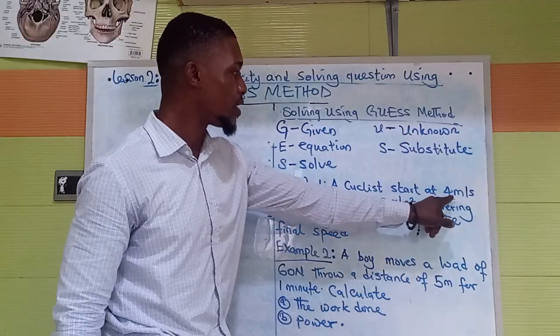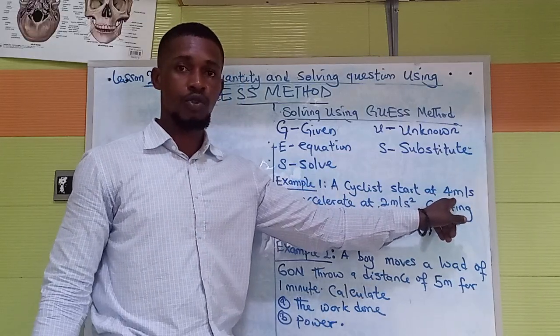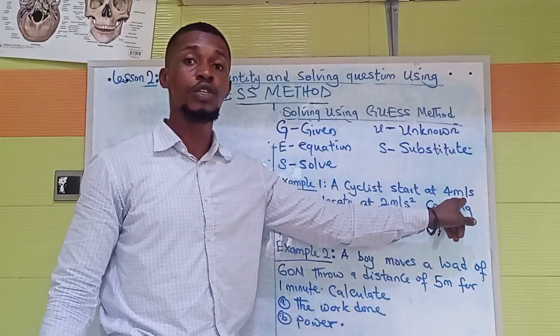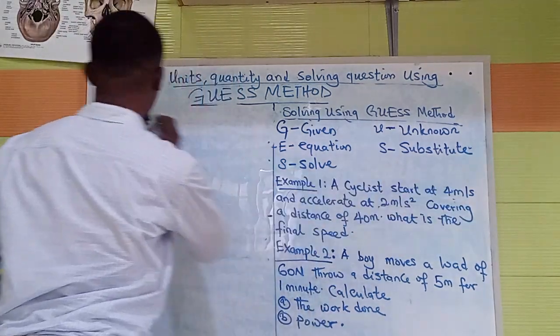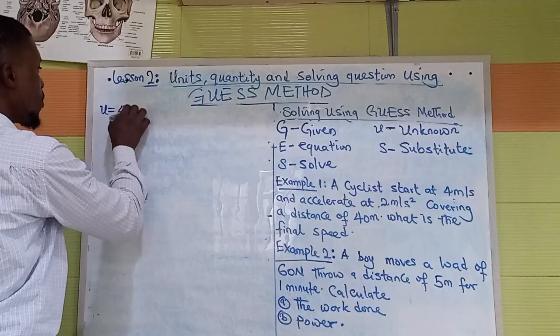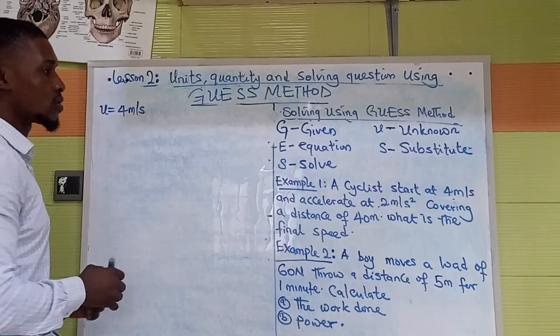Now this represents velocity. How do I know? I know because of the unit. The unit for velocity is meter per second. And that is our initial velocity. So u is equal to 4 meters per second.